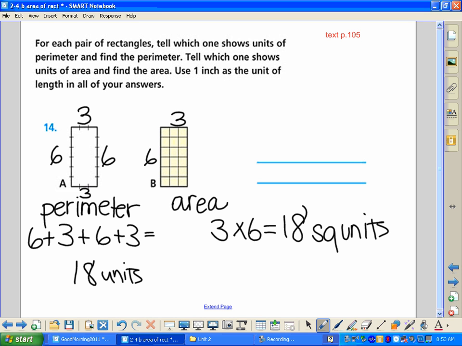This one just happened to be the same number. But what is the difference in my answers here? This one says 18 units. This one says 18 square units. Because I counted what? I would actually be counting the squares.